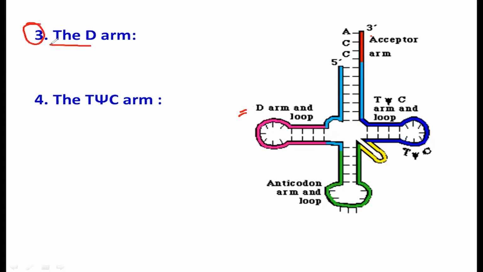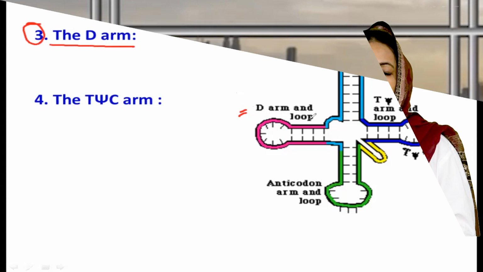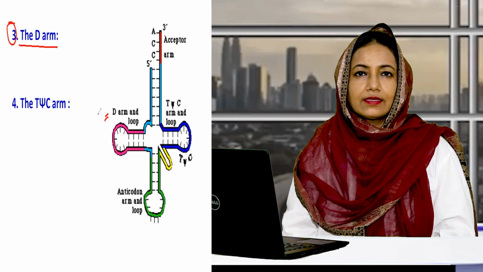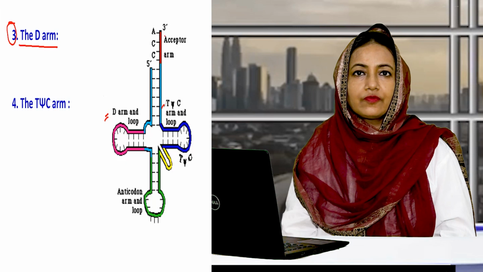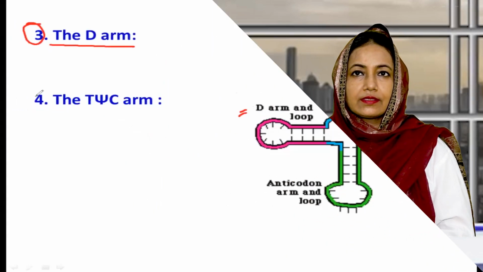This is the D arm. This D arm contains an unusual base, dihydrouridine. So, its name is D arm. This arm recognizes the enzyme aminoacyl transfer RNA synthetase that helps in the binding of amino acid to the acceptor arm of transfer RNA during protein synthesis.